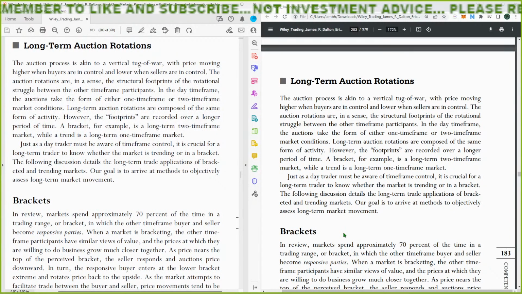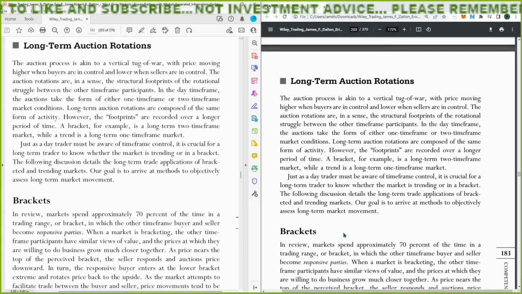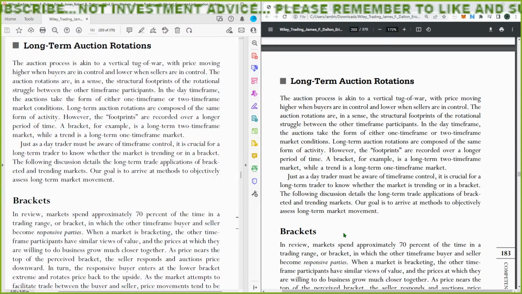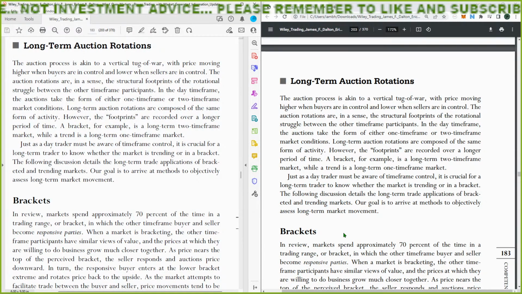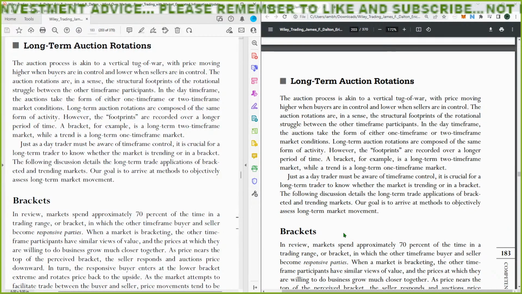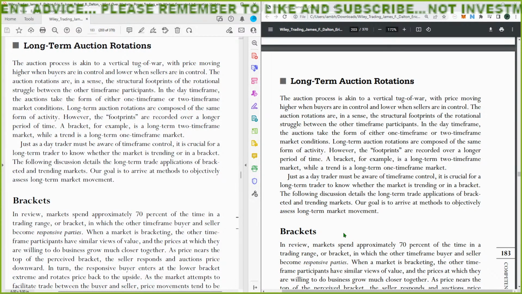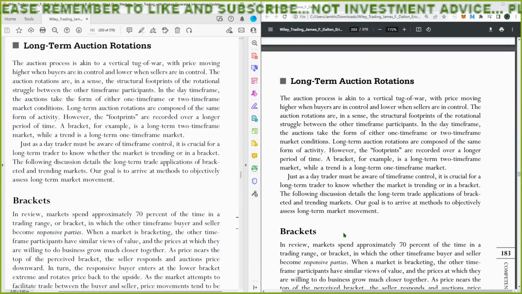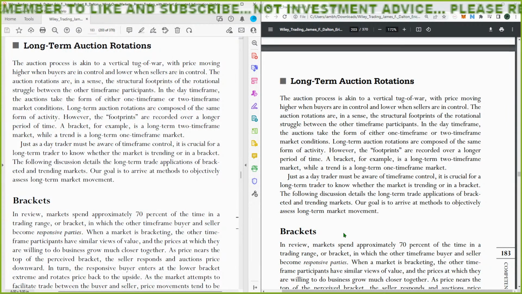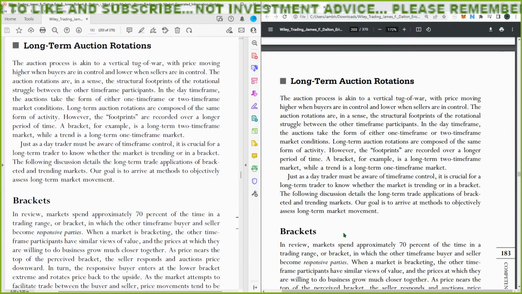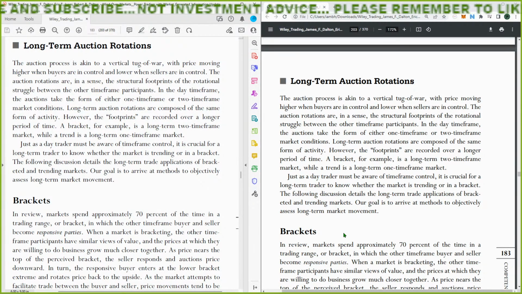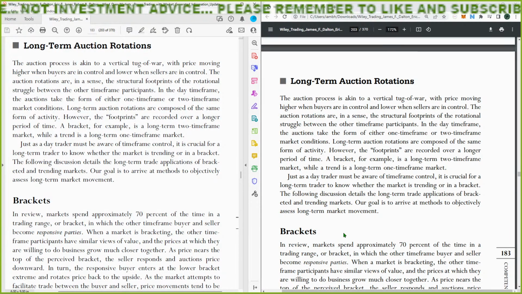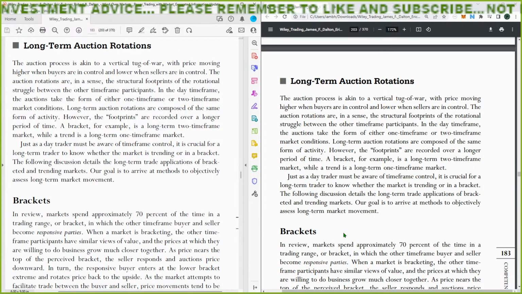Long-term auction rotations. The auction process is akin to a virtual tug of war, with price moving higher when buyers are in control and lower when sellers are in control. The auction rotations are, in a sense, the structural footprints of the rotational struggle between the other time frame participants. In the day time frame, the auctions take the form of either one time frame or two time frame market conditions. Long-term auction rotations are composed of the same form of activity. However, the footprints are recorded over a longer period of time.